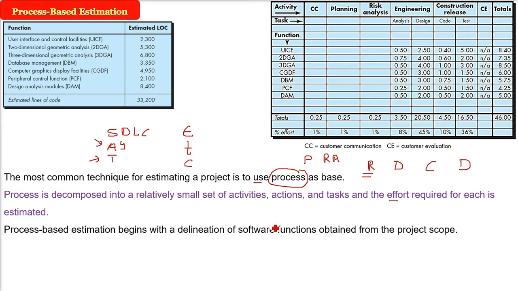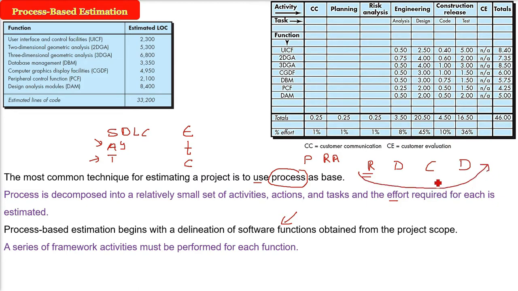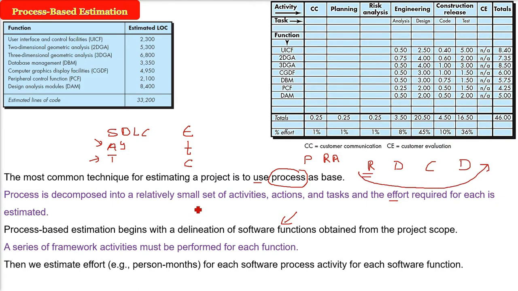So process-based estimation begins with the delineation of software functions, because the function will come out from where? From the project scope. So first of all, you have to write the scope. Then from there, you need to find out the functions. From these functions, the process will be estimated or found out. There are certain framework activities that have to be performed for each function.